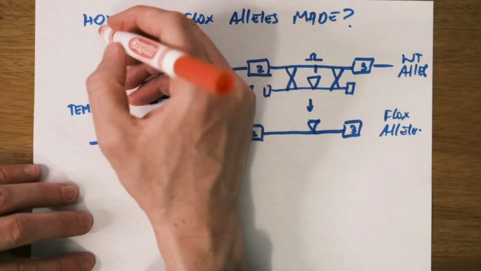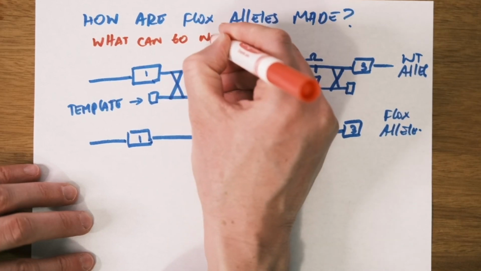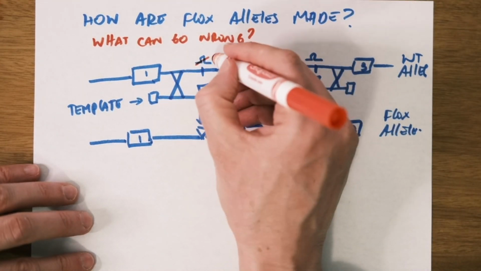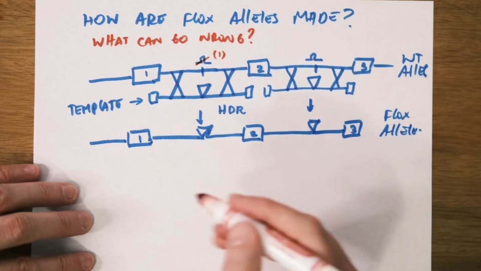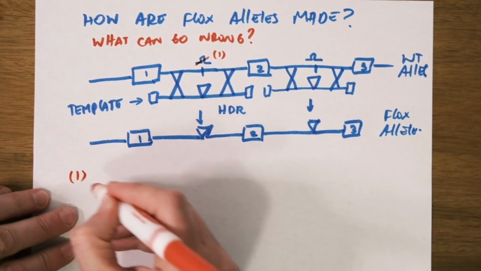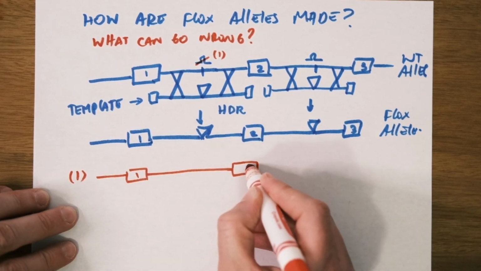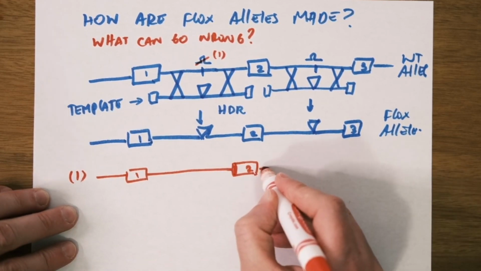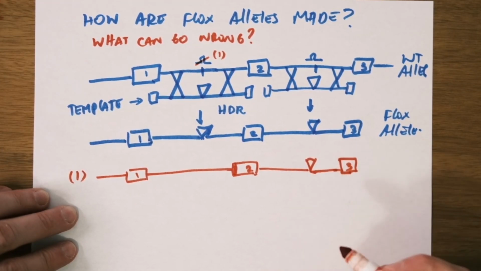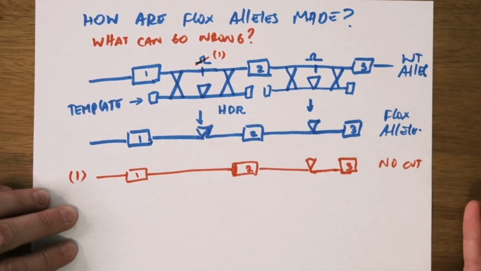Right, so what can go wrong? The first thing that can happen is that we don't have any cut here. So for whatever reason, that guide didn't cut. It's rare, but it can happen. So in this case, we'll have exon 1, exon 2, nothing happened here. And then there is recombination here, and only one of the LoxP sites is added, but here there was no cut. So this is something we can look for.